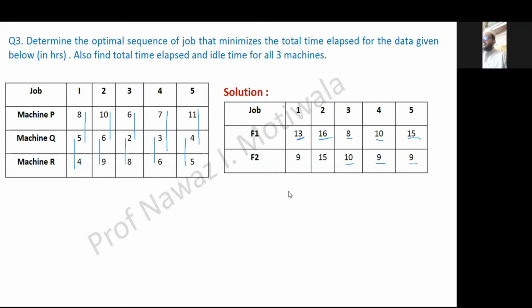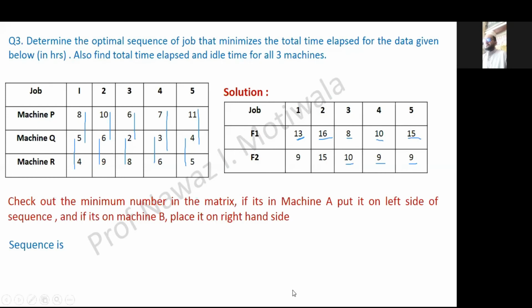Now we have 2 machines, so we need to select the minimum number, and if it happens to be on machine F1, we will place it on left hand side. If it is on machine F2, we will place it on right hand side. So you can see here, we will start one by one. As there are 5 jobs, I have made 5 boxes. Now from the right hand side table, the minimum number is 8. As it is on machine 1, I will place it on the left hand side. So 3 has been placed on left hand side and this becomes cancelled.